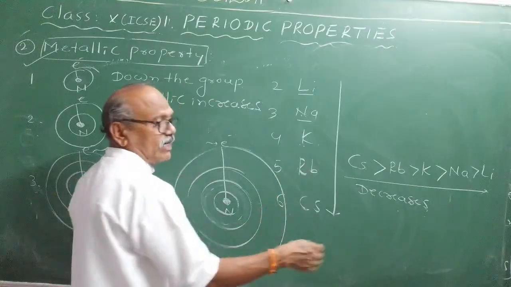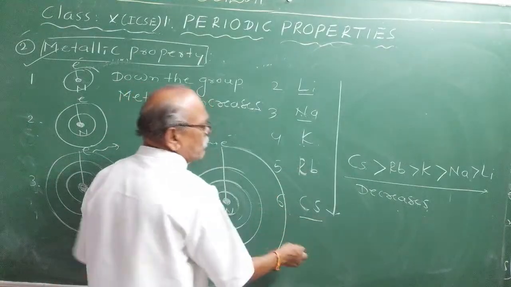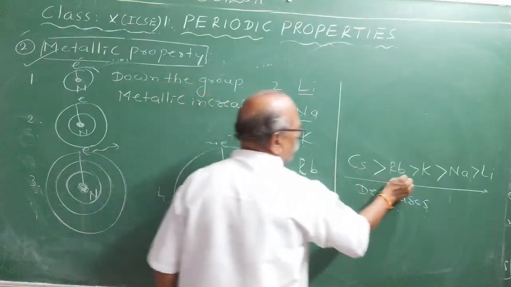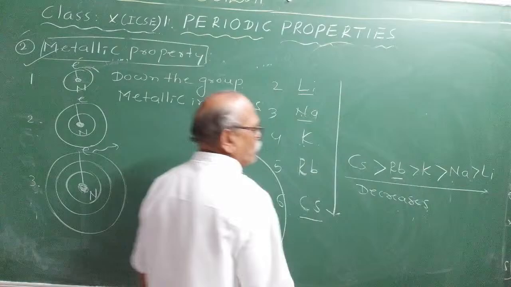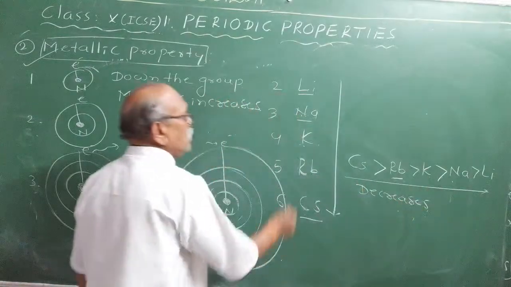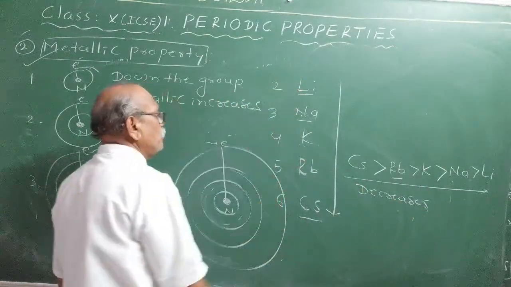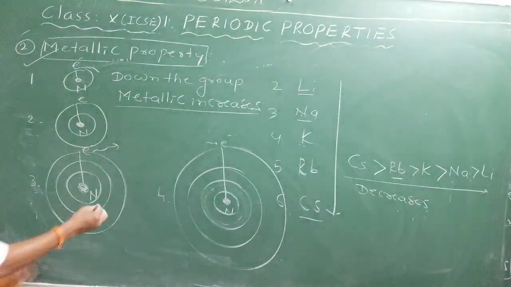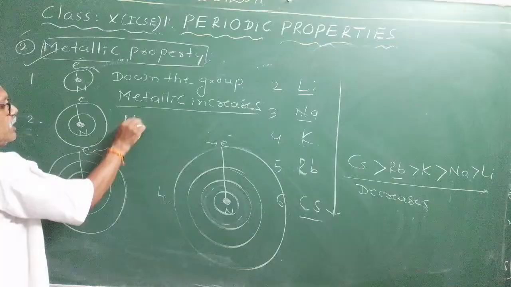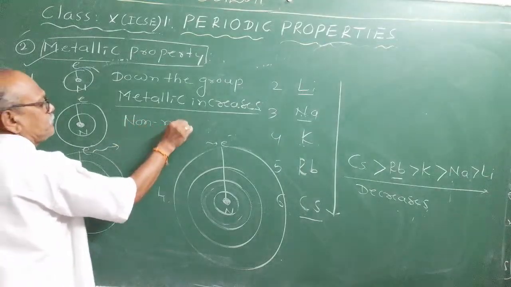This is called electropositivity. Cesium has the highest. Next comes rubidium. Next comes potassium, sodium, lithium. Therefore, metallic property is like this. It means metallic property down the group goes on increasing. Now, what happens to non-metallic property? What happens to non-metallic property?